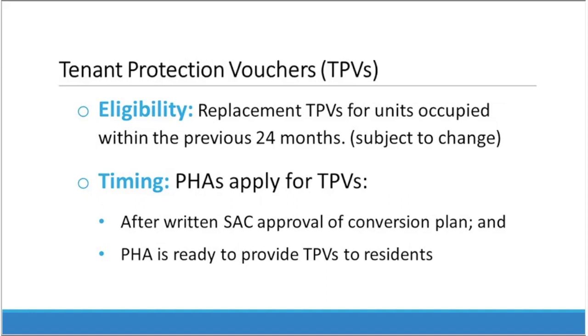Tenant protection voucher eligibility. So same as before, housing authorities are eligible to get a tenant protection voucher for units occupied in the last 24 months. And then the timing of those is the housing authorities apply after written approval of your conversion plan, and that goes in under a separate process. So your eligibility for the application is tied to approval of your Section 22 effort.